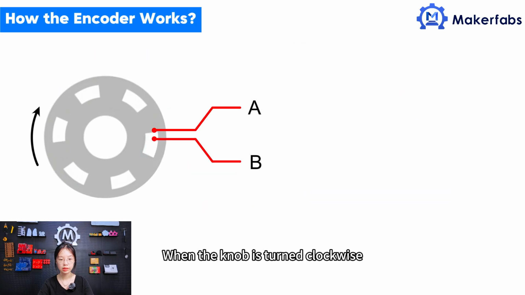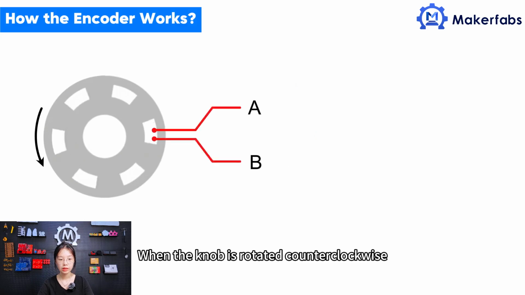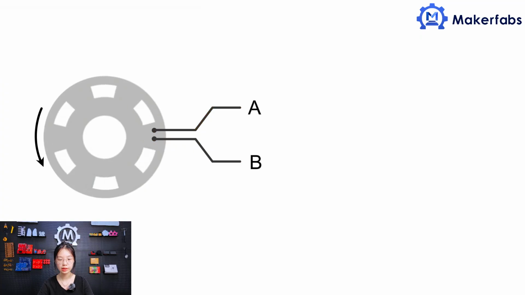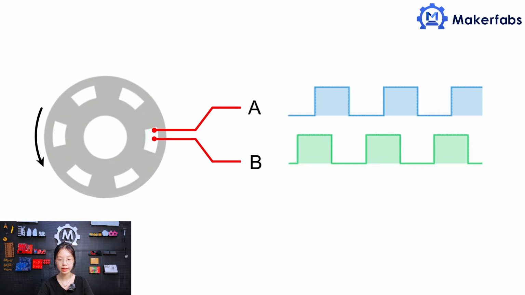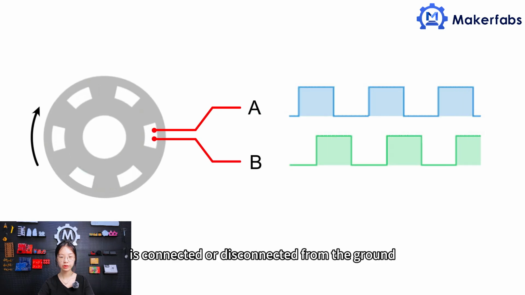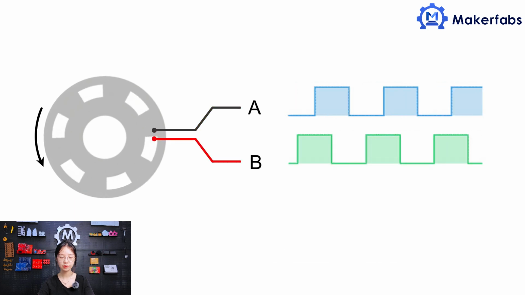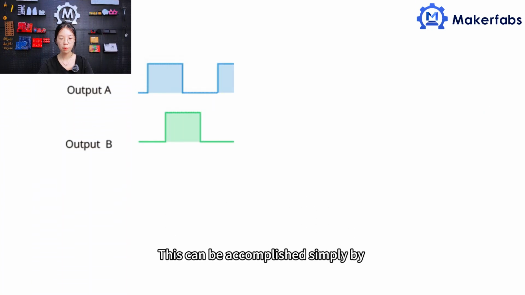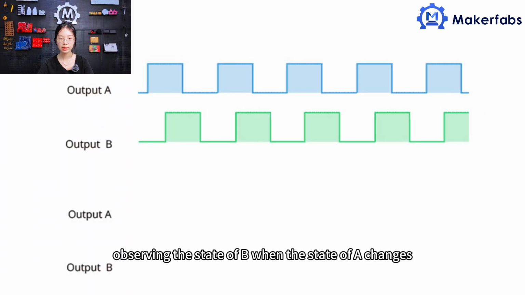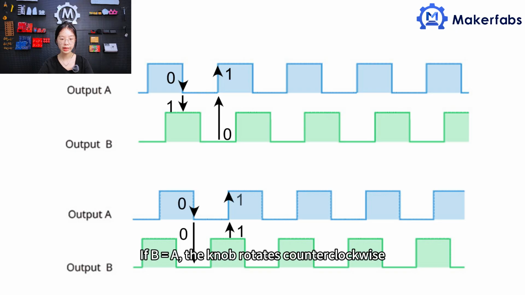When the knob is turned clockwise, pin A is grounded before pin B. When the knob is rotated counterclockwise, pin B is grounded before pin A. By monitoring when each pin is connecting or disconnecting from the ground, we can determine the direction in which the knob rotates. This can be accomplished simply by observing the state of B when the state of A changes. If B does not equal A, the knob rotates clockwise. If B equals A, the knob rotates counterclockwise.